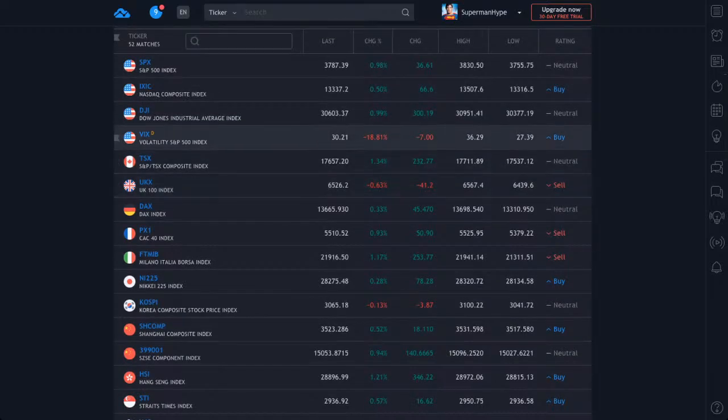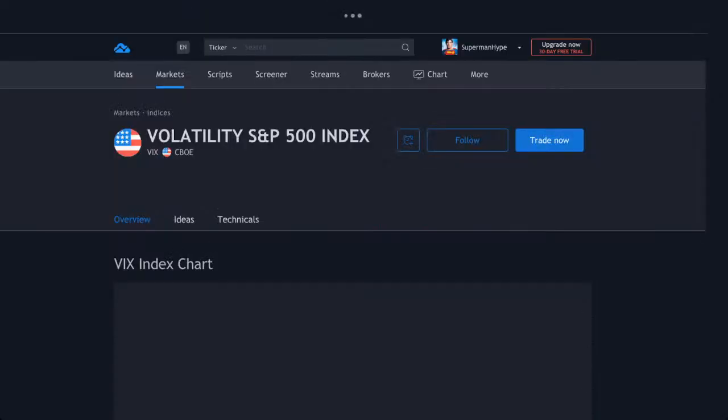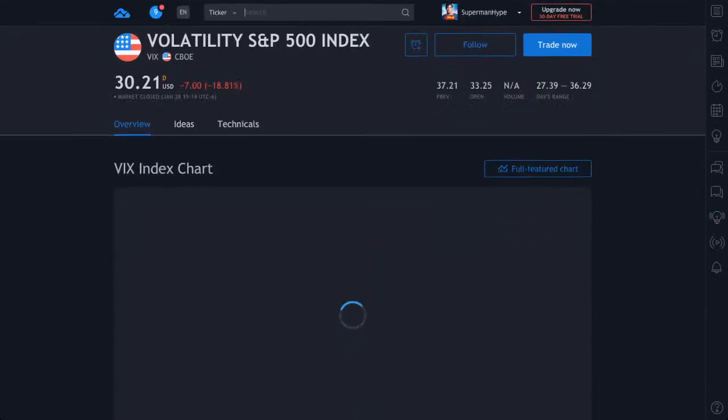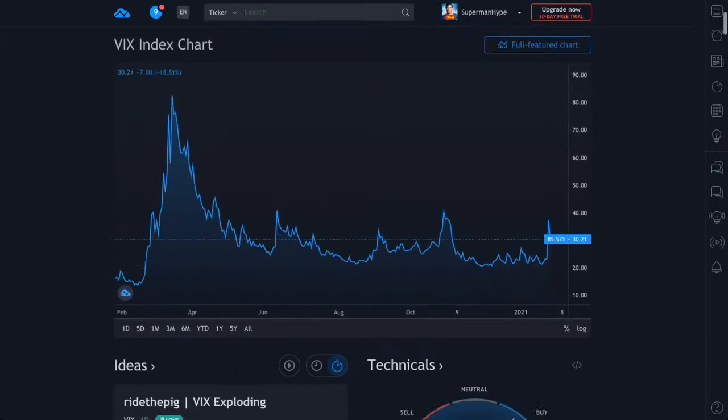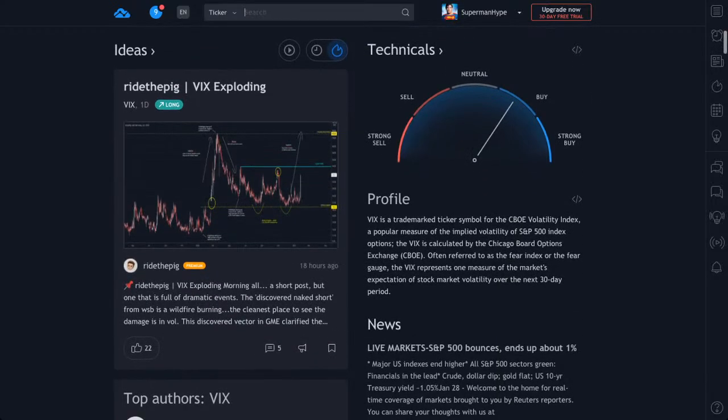You've got the volatility S&P 500, the VIX. This is a very common one that comes up. It's got a lot of volatility index in there. Let's have a quick look at that. So these are typically three of the big ones that will often be quoted on business news, maybe on CNBC, stuff like that, and you can get a lot of details.